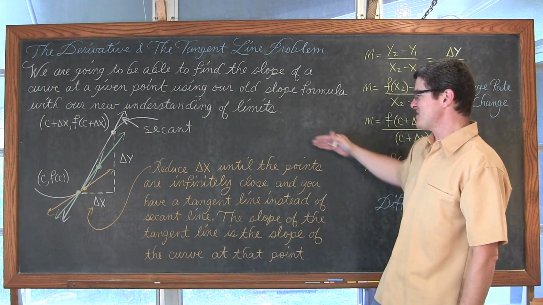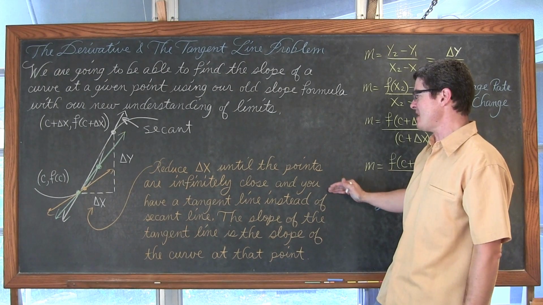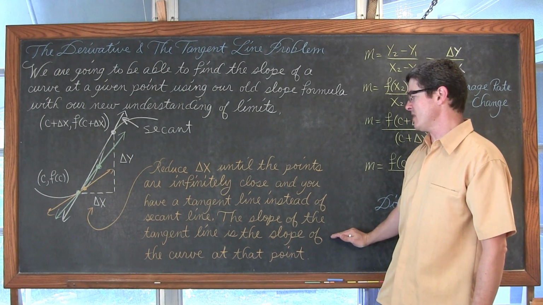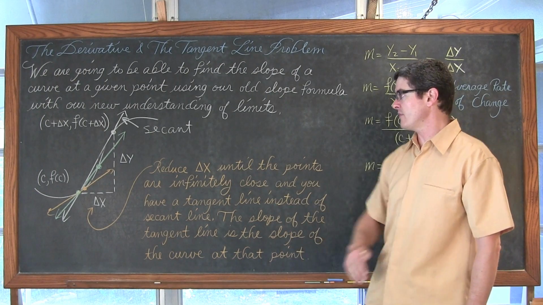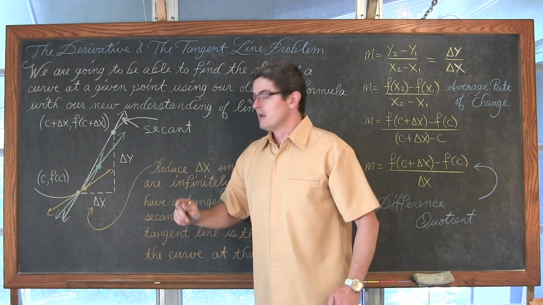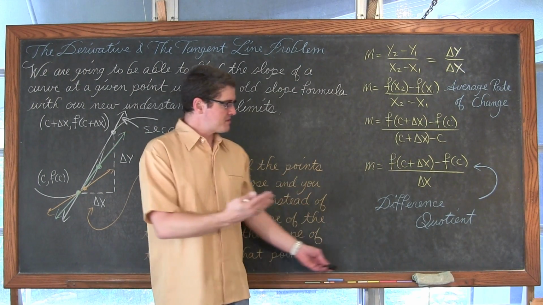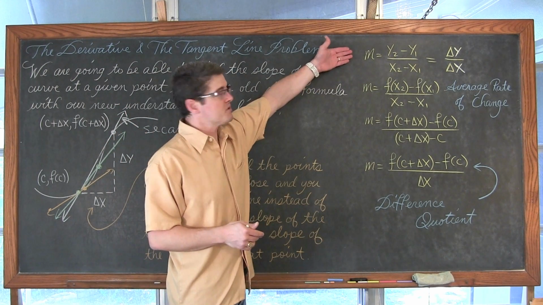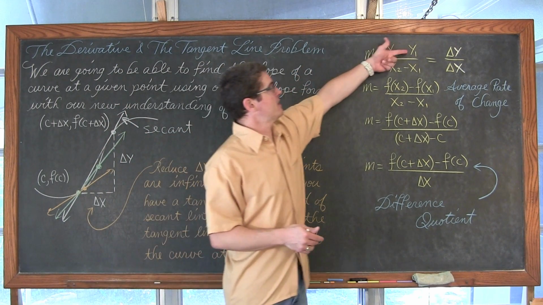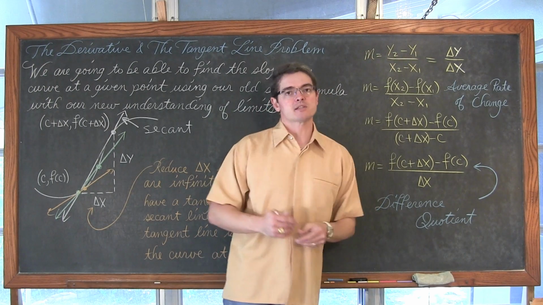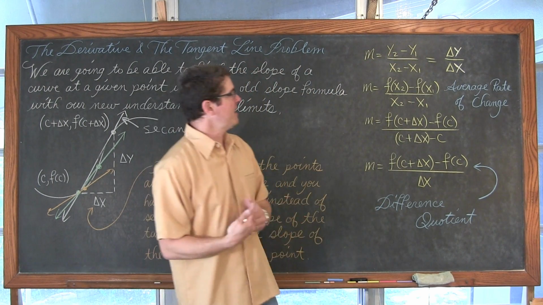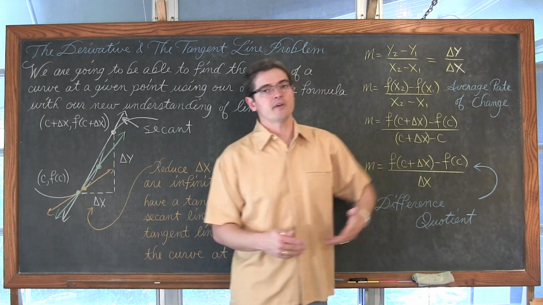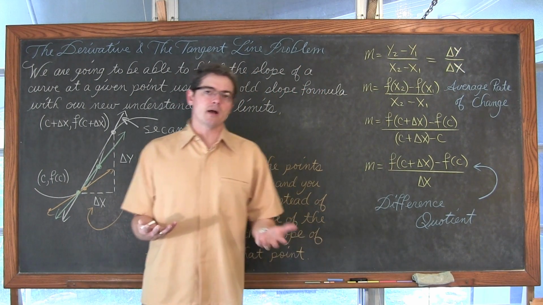Reduce delta x until the points are infinitely close and you have a tangent line instead of a secant line. The slope of the tangent line is the slope of the curve at that point. Now, let's build up to the formula for a minute instead of just giving it straight to you. We have our old school slope formula, y sub 2 minus y sub 1 over x sub 2 minus x sub 1. In more fancy pants type language, that's delta y over delta x, the change in y over the change in x, or as we've always known it, simply rise over run.